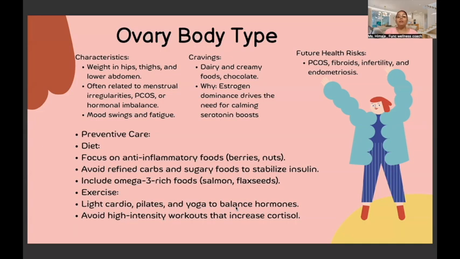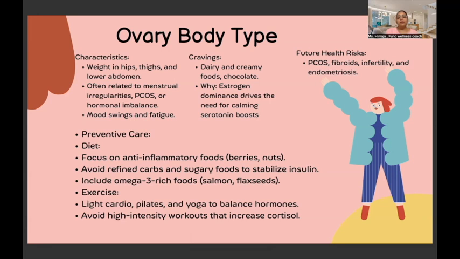They will be craving dairy foods, creamy foods, chocolates, ice creams, a lot of junk food and a lot of sweet cravings. Why do they have this? Because estrogen dominance will be more. Estrogen dominance drives the need for calming serotonin boost. And what are the future health risks? A person may get affected with PCOD or PCOS, fibroid conditions, infertility issues, and also endometriosis.